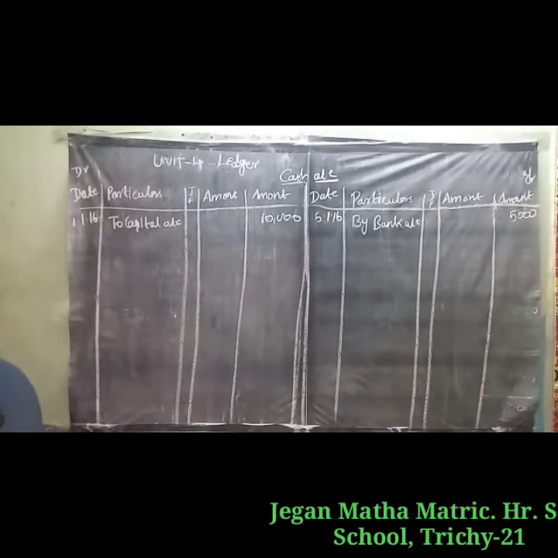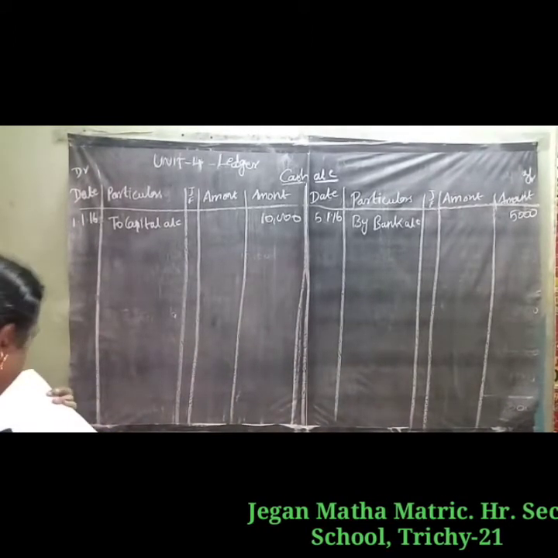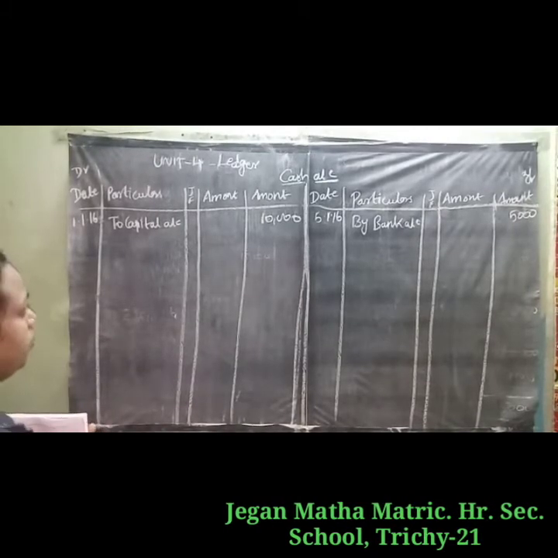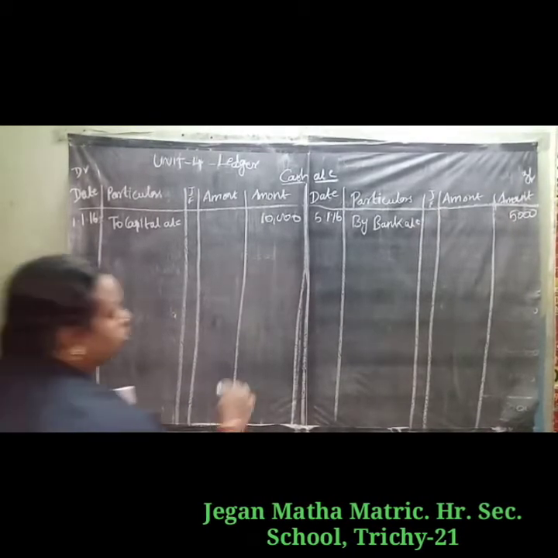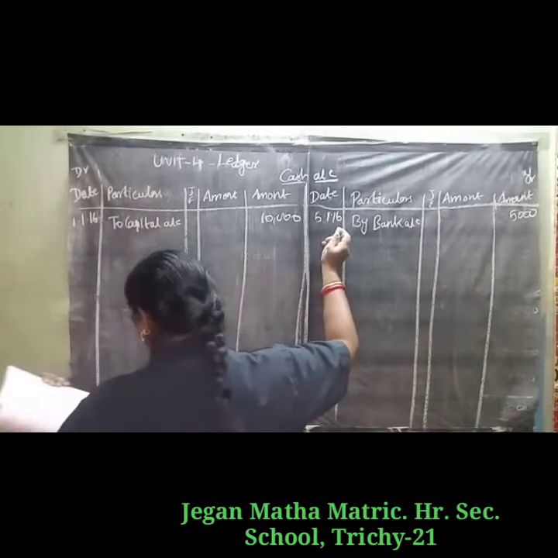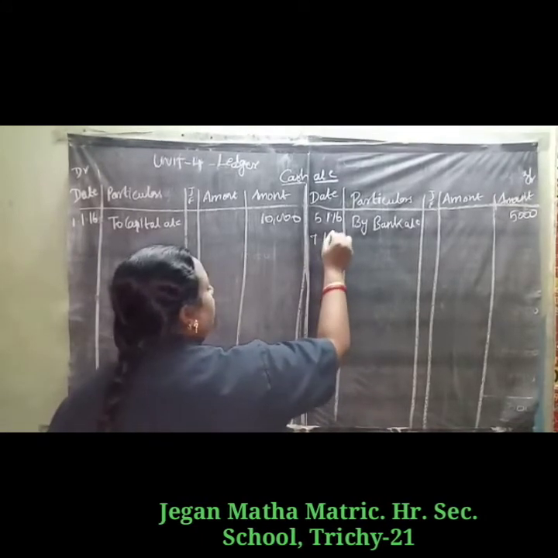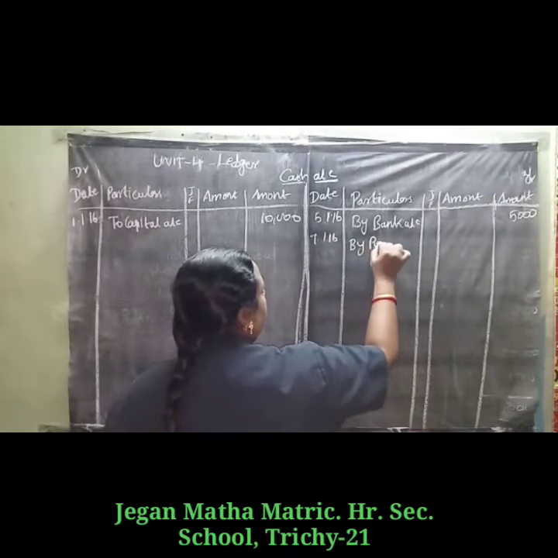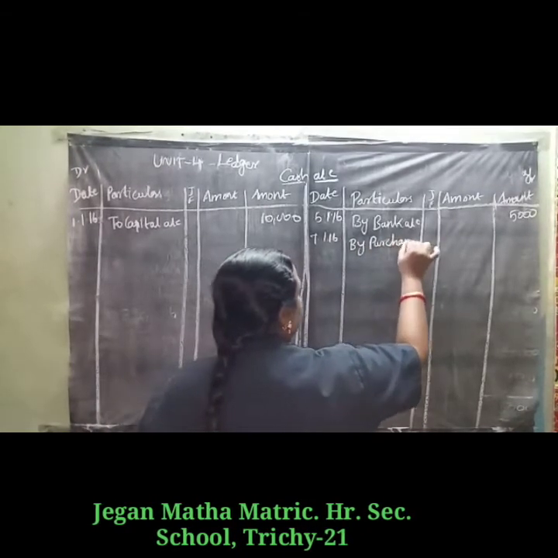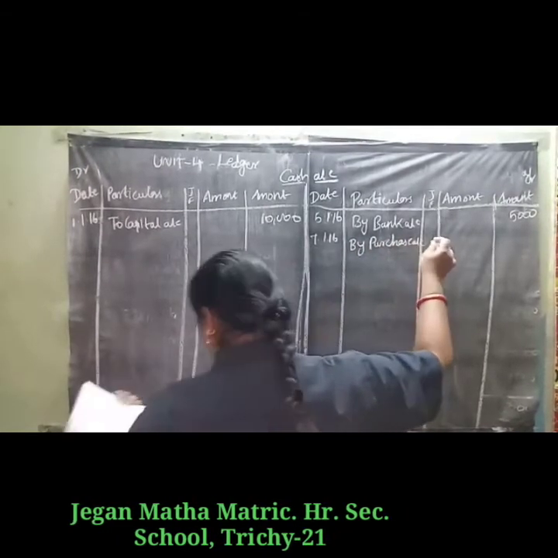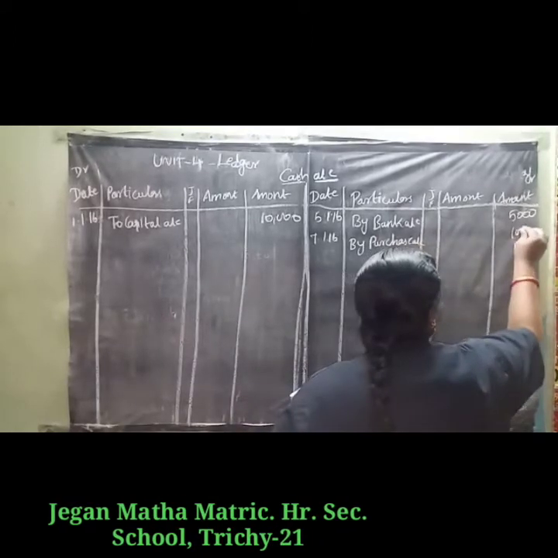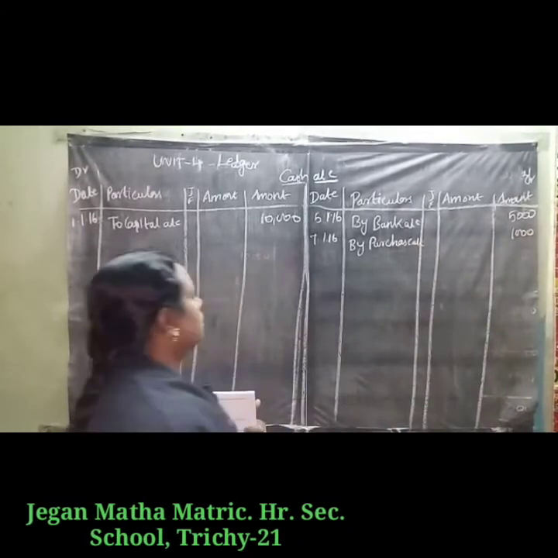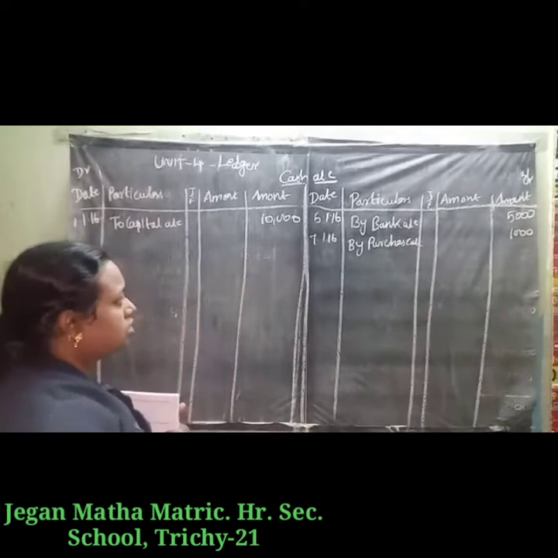Next entry, purchased goods for cash. Purchase account debtor to cash. So cash is on the credit side. We move to the credit side and write by purchase account 1,000. So the debit side is 10,000 and the credit side is 6,000.